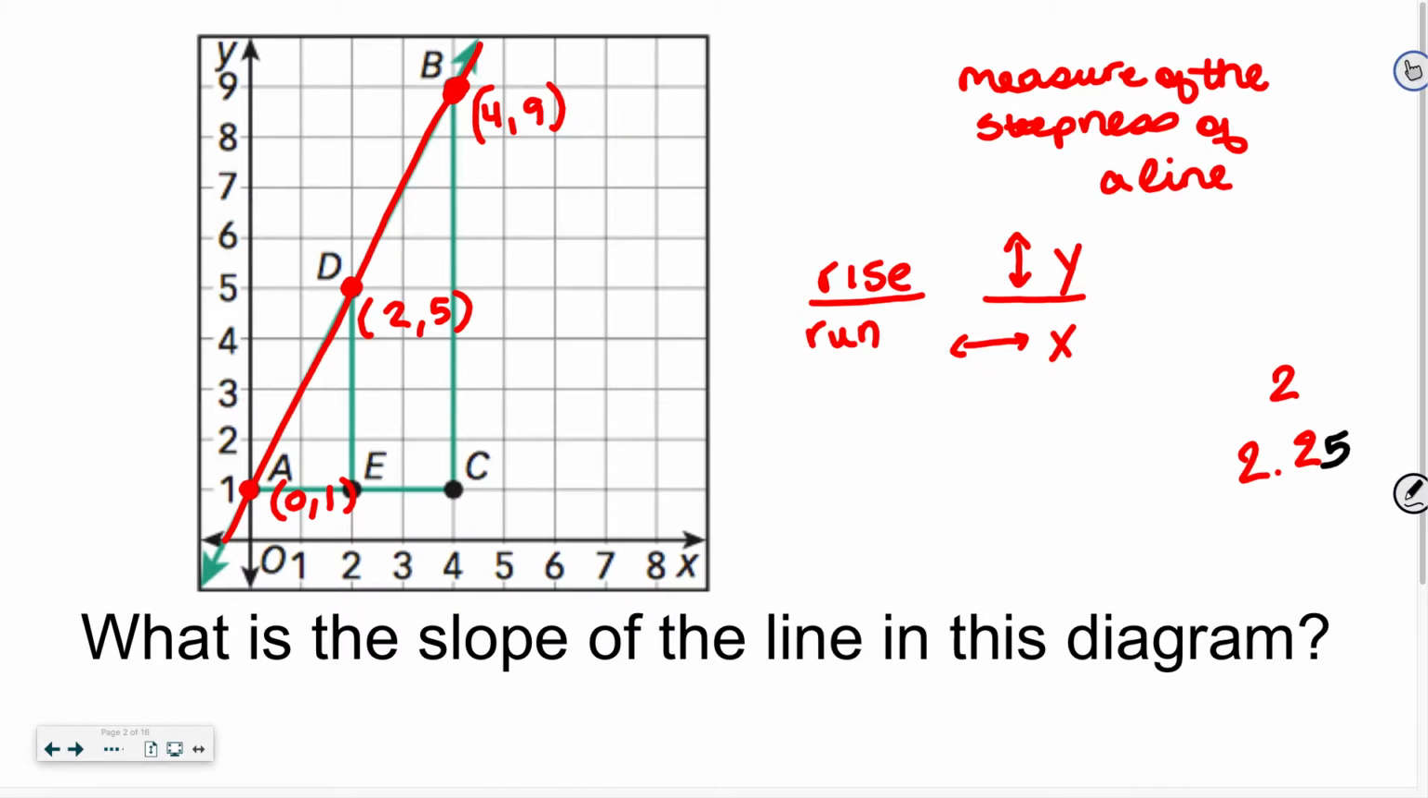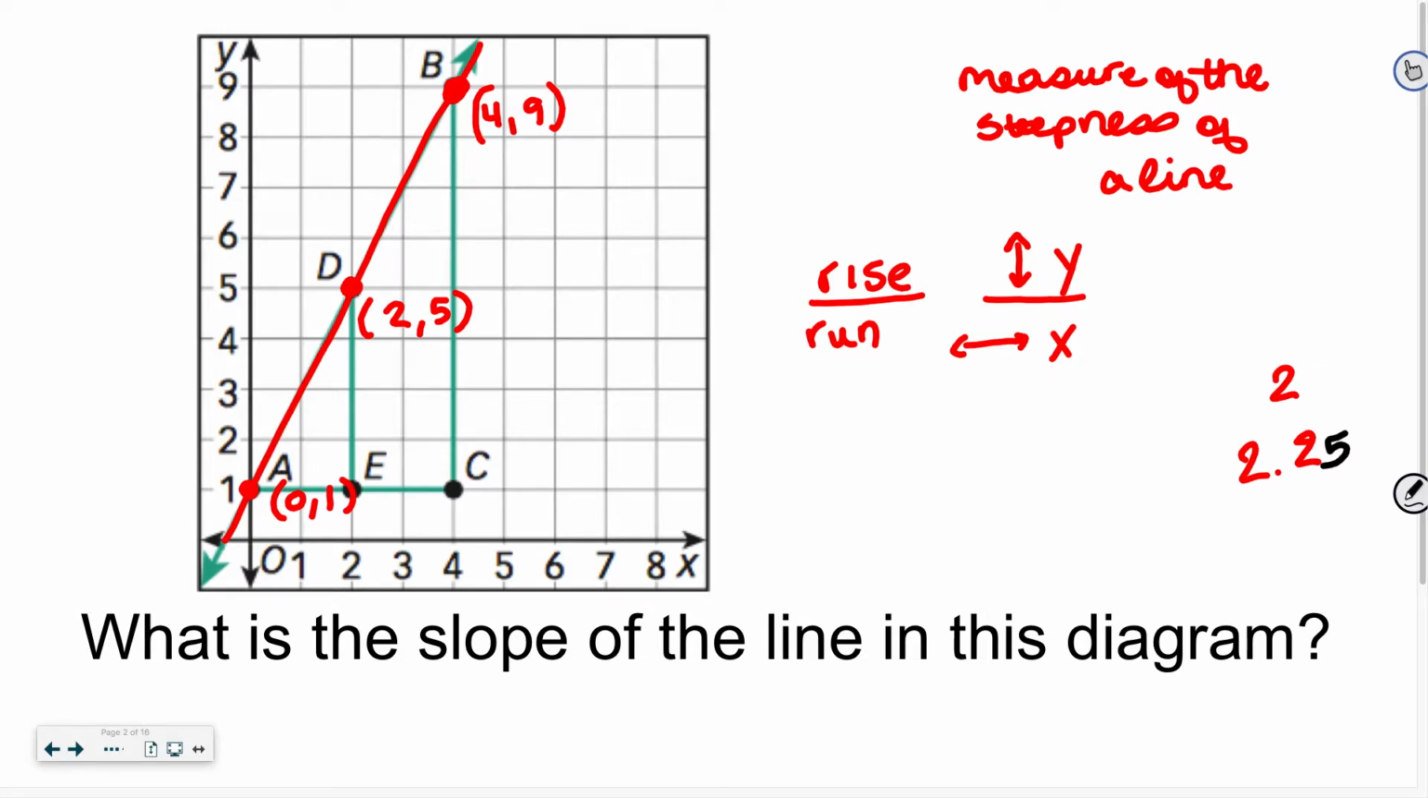Okay, so that formula, which we're going to talk about in just a minute, you can find that y2 minus the y1, x2 minus the x1. Ultimately, what is that value helping you to find? Or how are you going from one value to another? The rise over run.